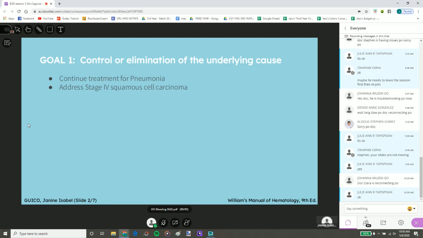So for the first goal, which is the control or elimination of the underlying cause, we learned that infection and malignancy are possible triggers of DIC. And in our patient, we can relate it to him having an ongoing pneumonia and also the presence of stage 4 squamous cell carcinoma at the tongue. Therefore, we recommend to continue the antibiotic treatment for pneumonia. And since there was no prior data regarding if treatment was started for the stage 4 cancer, we recommend to start anti-cancer treatment.